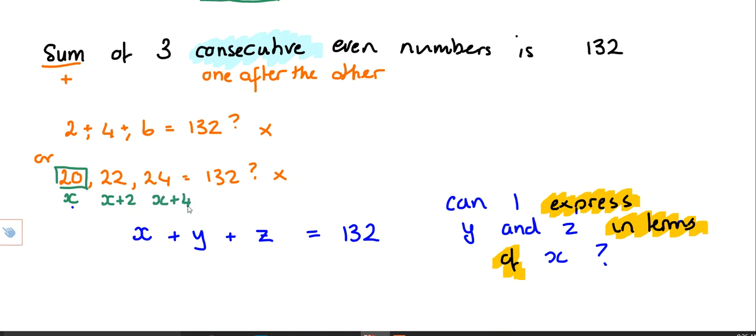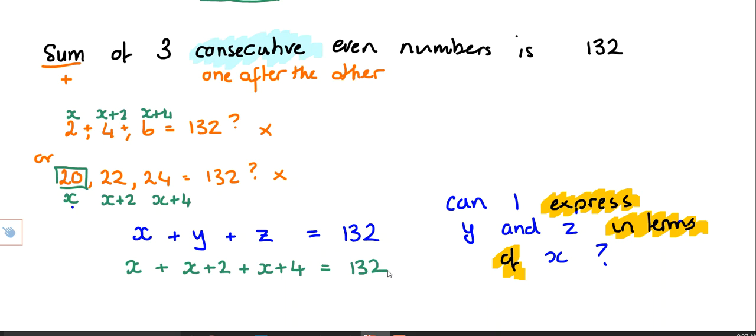Now, would that work up here as well? So if that was x, is this x plus 2? Yeah. It is. And is this x plus 4? Yeah. It is. So instead of x, y, and z, I could write x, x plus 2, x plus 4. Okay?